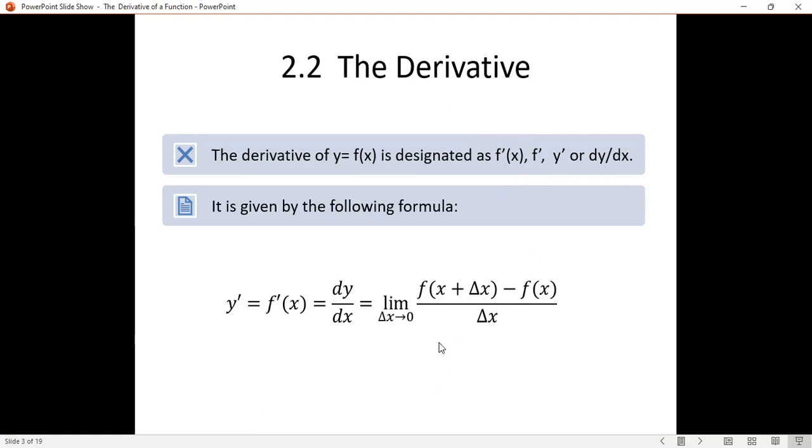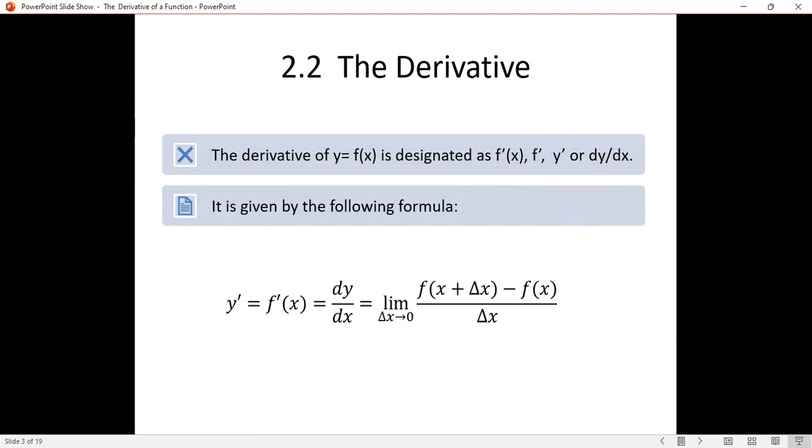And it's given by the following formula. So y prime or f prime of x or dy over dx is obtained by taking the limit of f of x plus delta x minus f of x all over delta x as delta x approaches 0. And that's the reason why before discussing differentiation, we have to cover the concept of limits, because the definition of the derivative is based on limits.